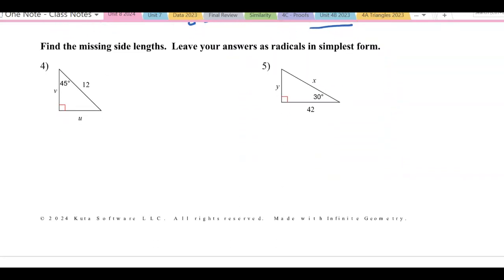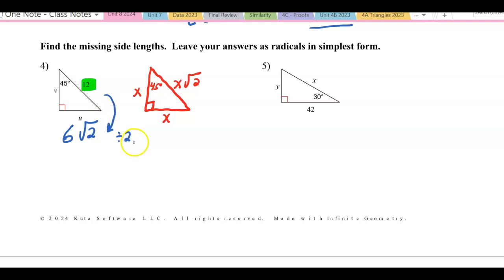If we take a look at problem numbers 4 and 5, number 4 is a special right triangle. And we had learned that the formula is x, x, x root 2. And since this number is 12, the pattern that we learn is we take 12 and divide by 2, so we get 6. But then you need to multiply by root 2. So the pattern was we divide by 2 and then multiply by root 2. So both sides are 6 root 2.